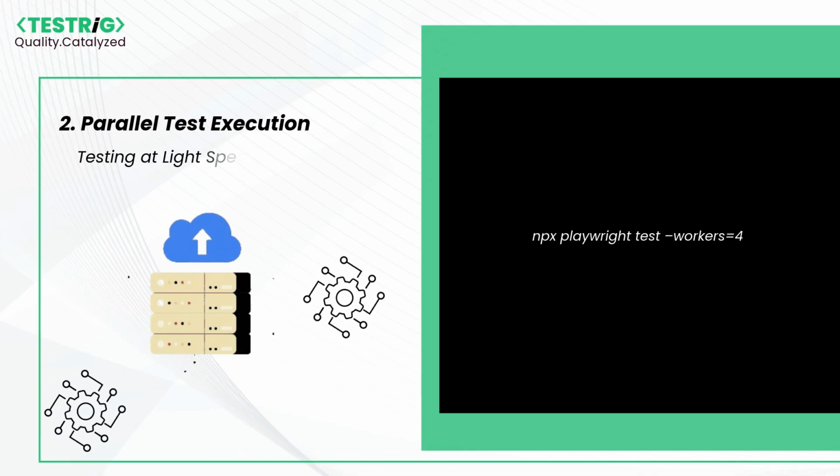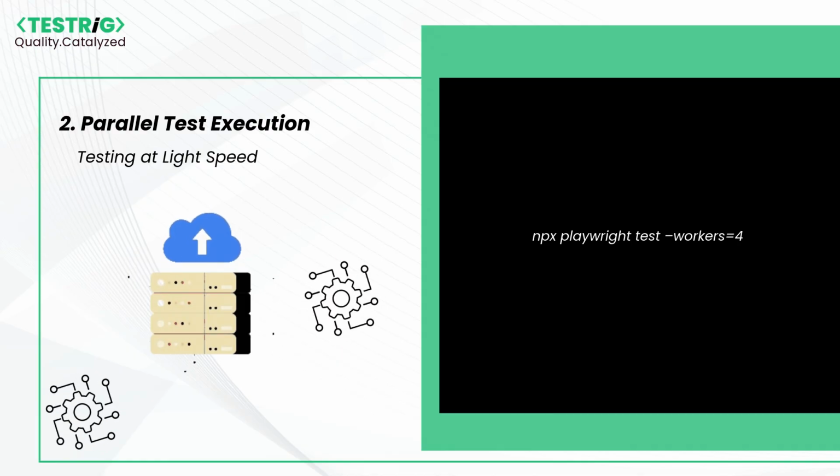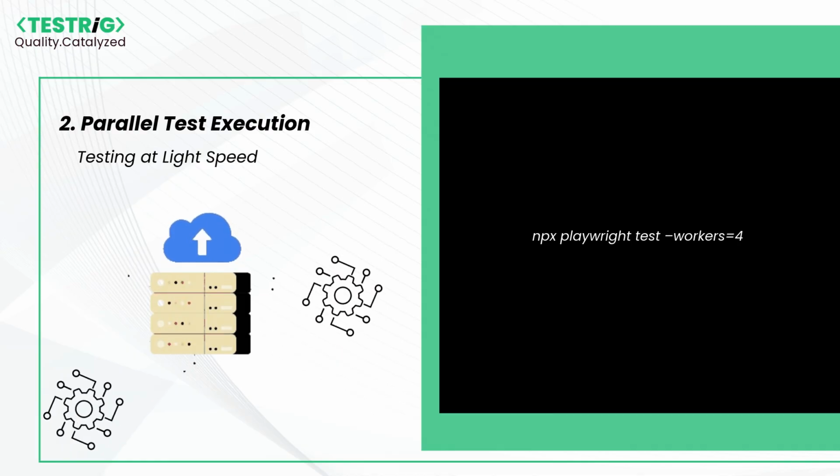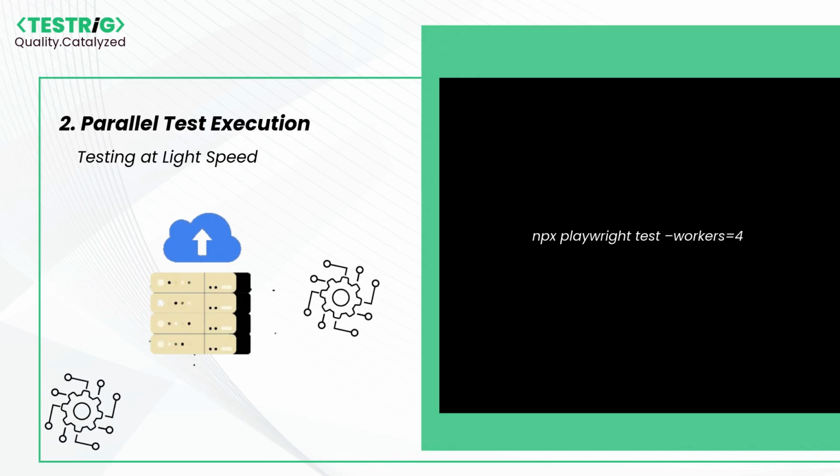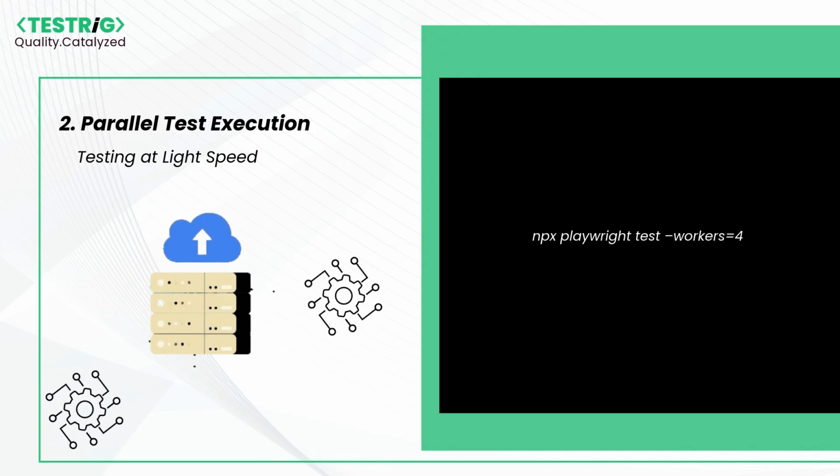Speed is crucial in modern development. Playwright's built-in test runner enables parallel execution across multiple browsers and devices. Run your entire test suite simultaneously, dramatically reducing testing time.